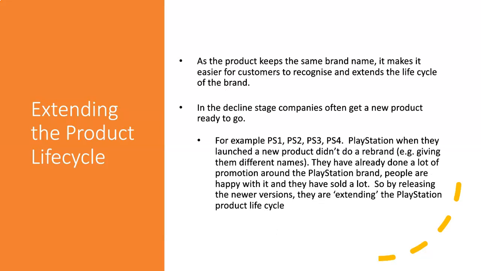As the product keeps the same brand name, it makes it easier for customers to recognize and extends the product life cycle of the brand. In the decline stage, companies often get a new product ready to go. For example, PlayStation 1, PS2, 3, 4. The PlayStation model, when they launched a new product, didn't do a rebrand, like giving them different names. They have already done a lot of promotion around the PlayStation brand. People are happy with it and they have sold a lot. So by releasing the new version, they're extending the PlayStation product life cycle.